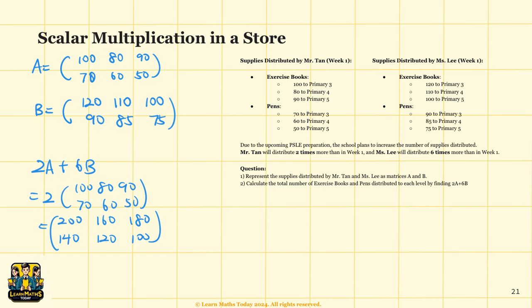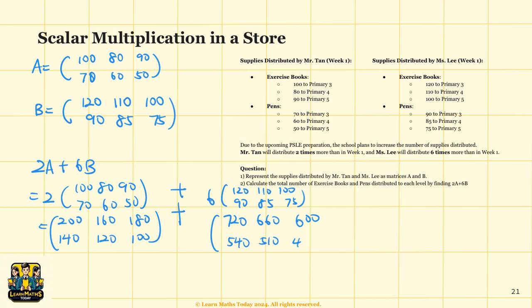And for 6B, you have 6 multiplied by 120, 110, 100, 90, 85, 75 here. So you have 720, 660, 600, 540, 510, 450.